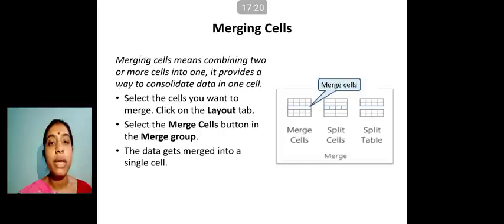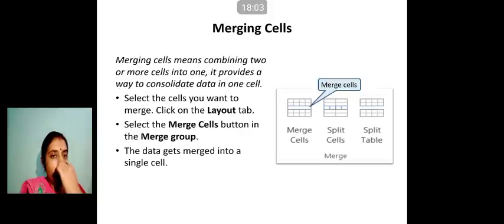In splitting, a single cell was divided. Now in merging, many cells, two or more cells, are combined together to make one cell. Clear? So merging cells means combining two or more cells into one. It provides a way to consolidate data in one cell. Means if suppose 3 or 4 cells are there and data is in those cells, then what will happen if we merge them? All the data will be merged and that data will come into one cell.